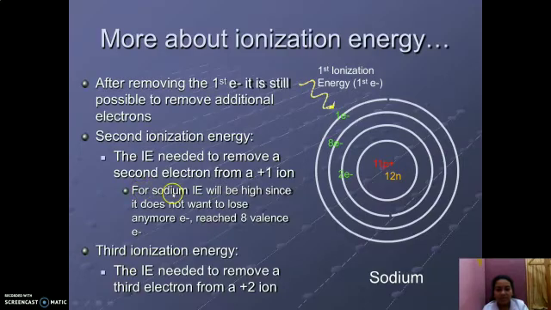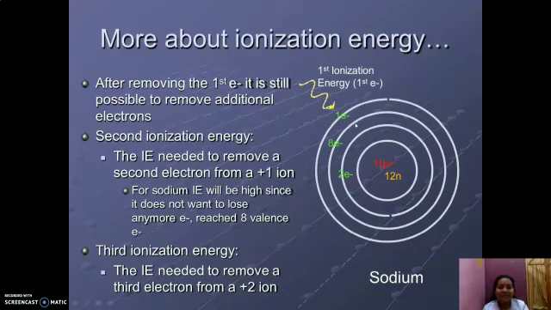Here it is explained: for sodium, the second ionization energy will be high. If we take sodium as an example, its electronic configuration is 2,8,1. If we remove this one electron, its configuration becomes 2,8, so it becomes a sodium plus cation. The second ionization energy is the amount of energy required to remove an electron from sodium plus.